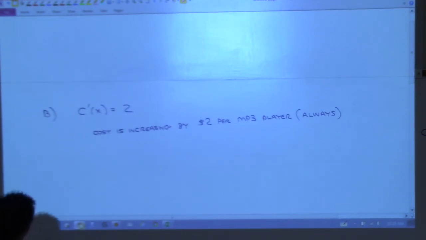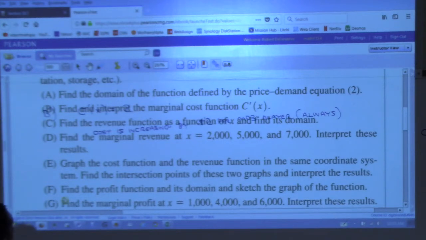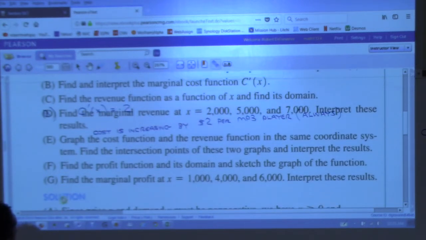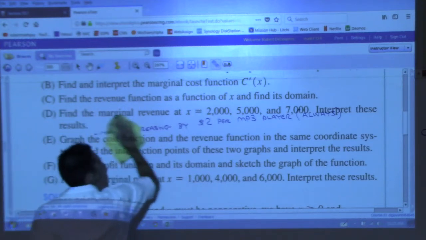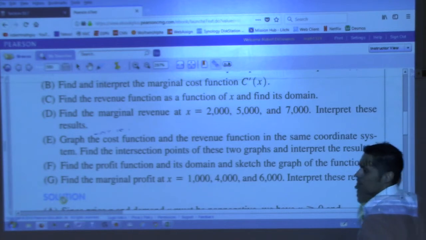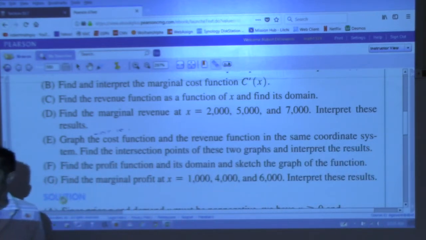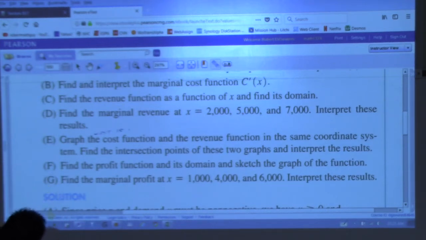All right. Part C. Find, and this is something new, we have not talked about this, find the revenue function as a function of x and find its domain. The revenue function. Revenue is how much you're going to bring in, right? So let's try and find the revenue function.